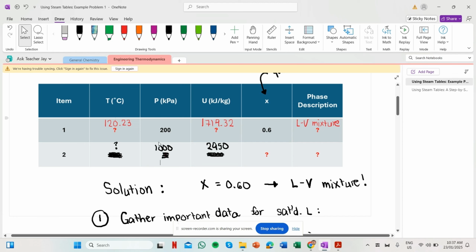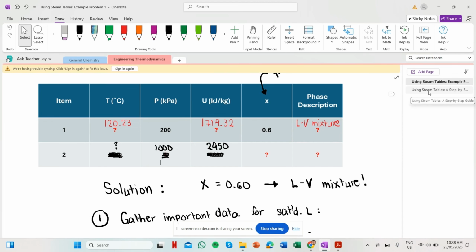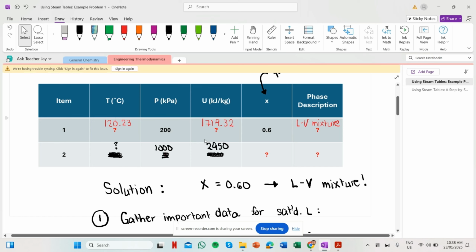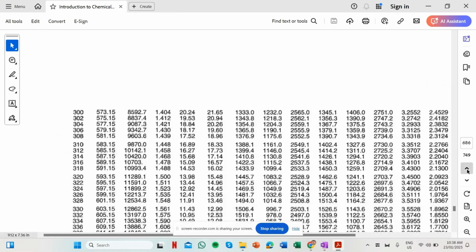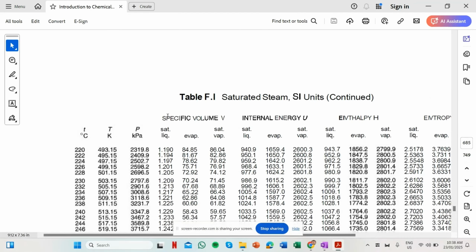For this one, we have 1000 kPa. Again, the first thing to do is to use the saturated steam table data to see if the internal energy that we have here is available for this value of pressure. That's the initial assumption. So do not jump yet to the assumption that this is superheated. We need to use the saturated steam data first.